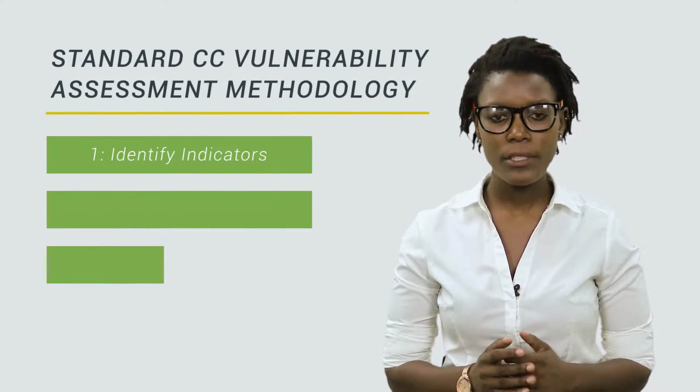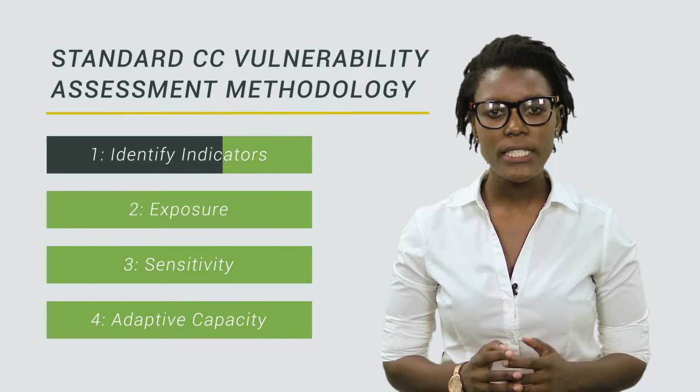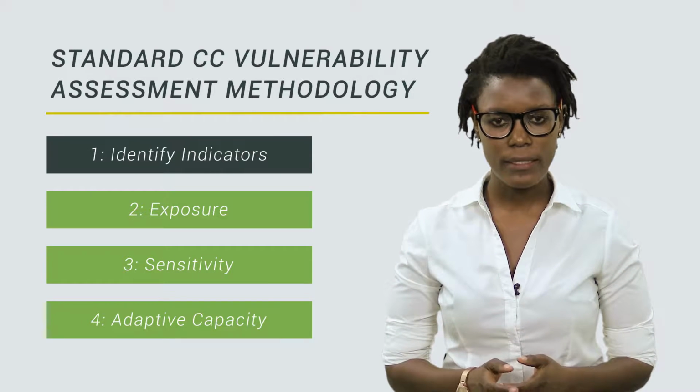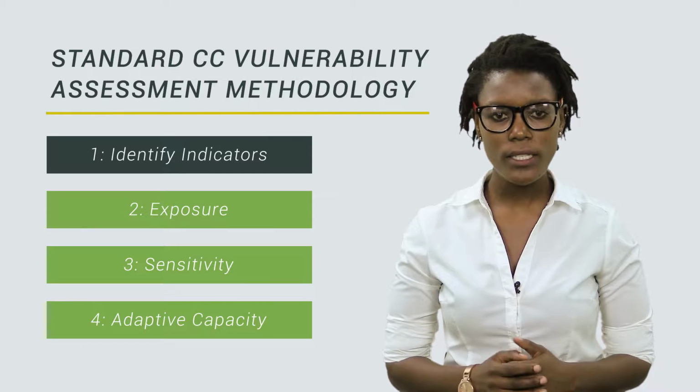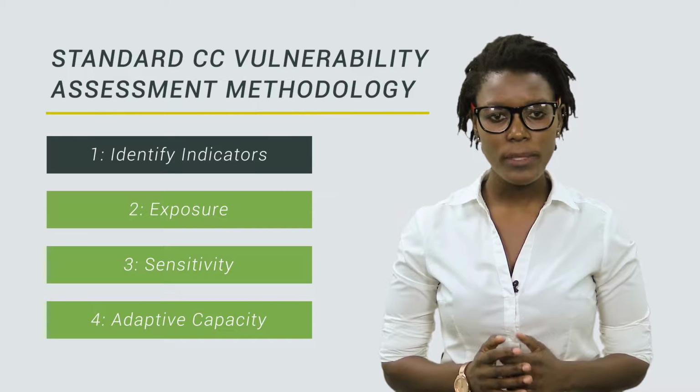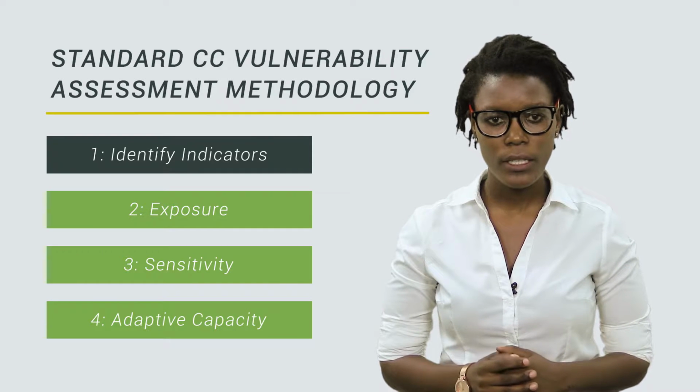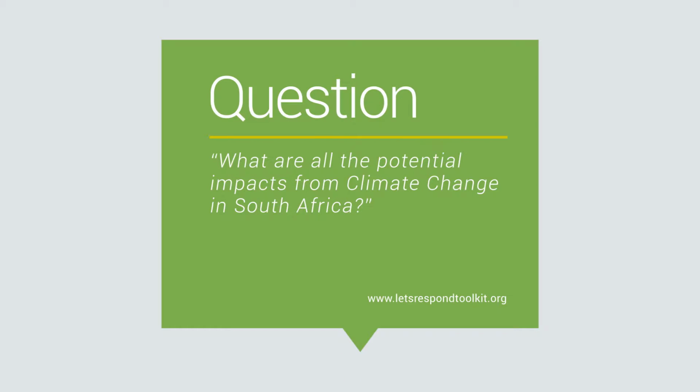In this video, we're going to look at the first step of the climate change vulnerability assessment, which is identifying climate change indicators. Developing a list of indicators will give you a starting point in identifying all the potential impacts of climate change in your area. You can approach the step by asking the question, what are all the potential impacts from climate change in South Africa? This should cover all key sectors in the country, such as agriculture, water, and human settlements.